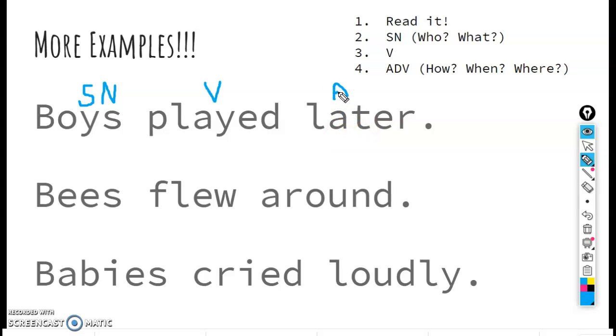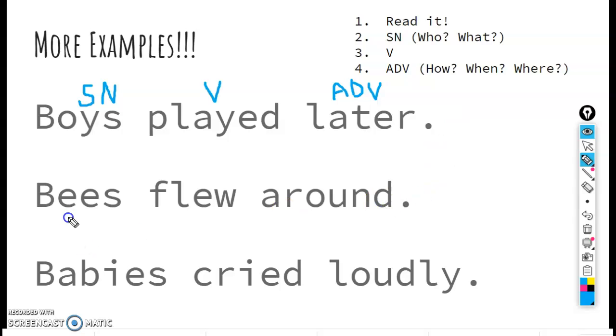Adverb. All right, I will put all 3 of those steps together now so you can hear what it sounds like when someone's not stopping to give directions. Boys played later. Who played? Boys. Subject noun. What is being said about boys? Boys played. Verb. Played when? Later. Adverb. All right, here's the next one.